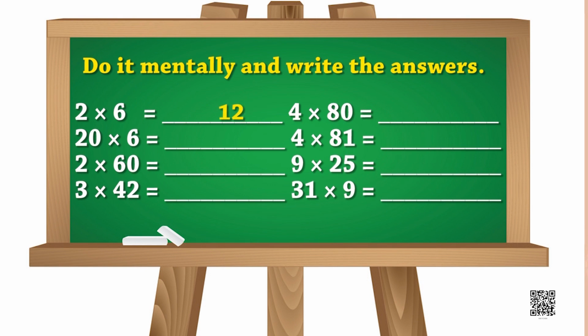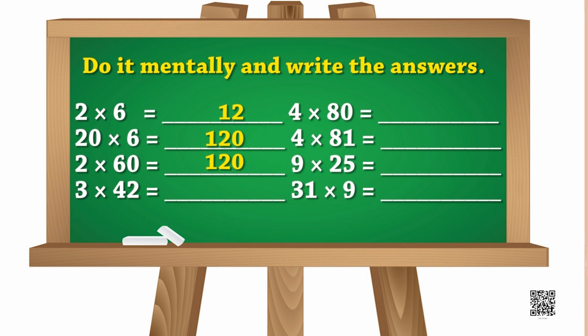The next one is 20 into 6. Again a 2 digit number multiplied by a single digit. So, 20 into 6 becomes 120. The third problem is 2 into 60. Here I can have the numbers interchanged, either the 2 digit number or the single digit number, and the product I get is the same. So, if I multiply 2 into 60, I also get 120.